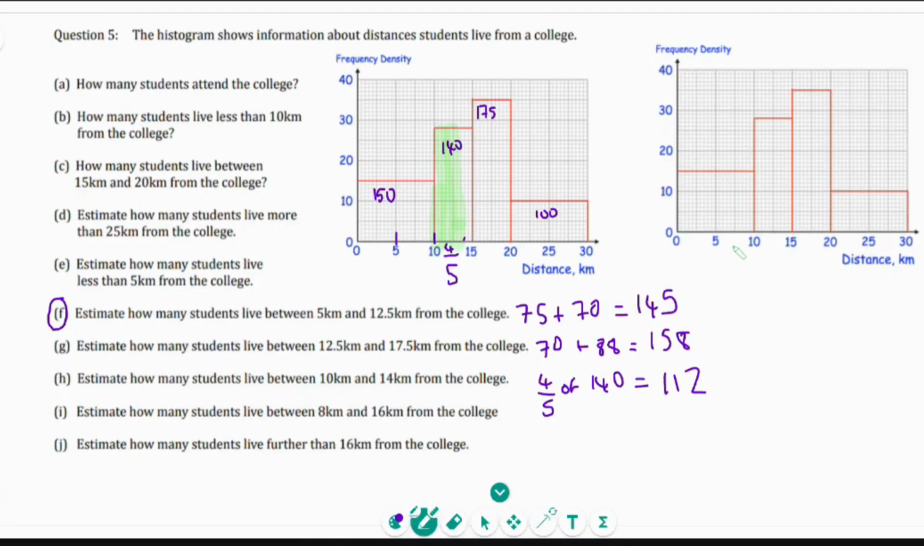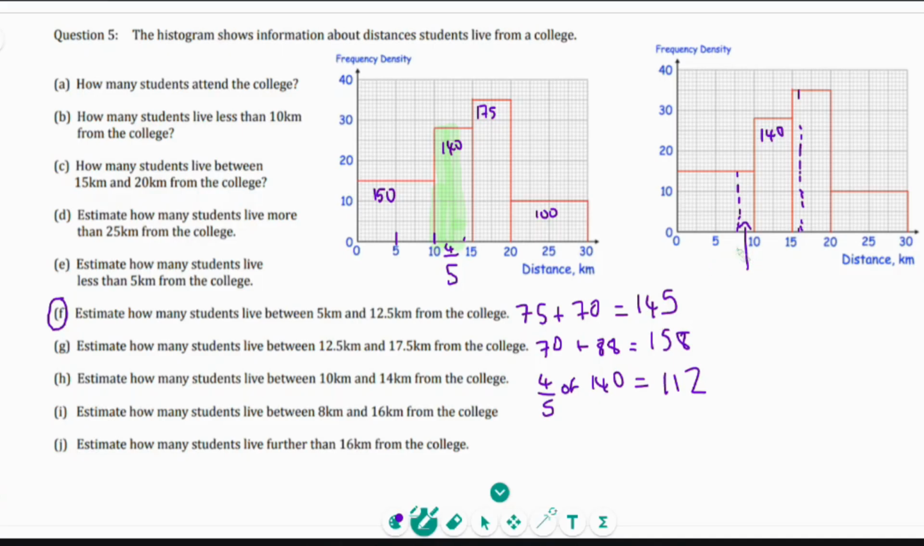And the next one is between 8 and 16. So 5, 6, 7.5 here, 8 would be here. And 16, which should be here. Right, so we've got all of this 140, and then we've got that proportion of that bar and this proportion of this bar. What fraction of this bar do we have?